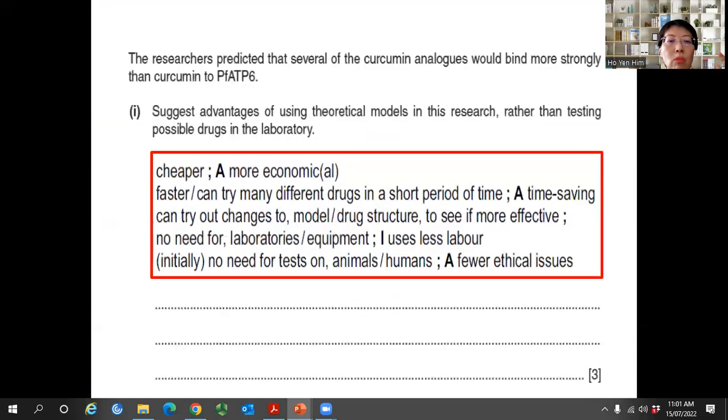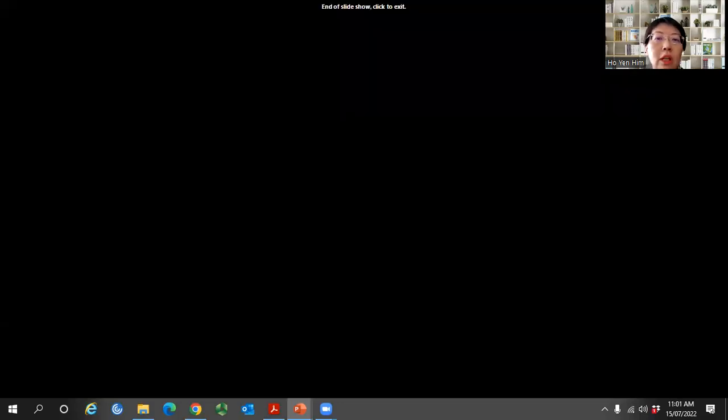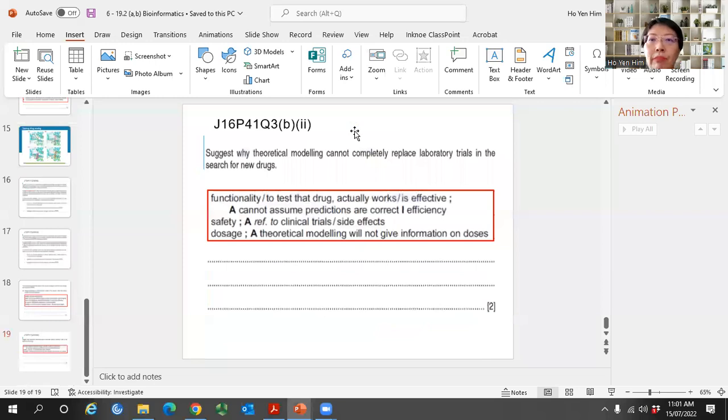So at least you understand what is bioinformatics. So this is only one example, but I think this is very good. So this is your homework. Go through this past year question and do the question and read the answers and try to understand what is bioinformatics. All right, so that's all for today's lesson.